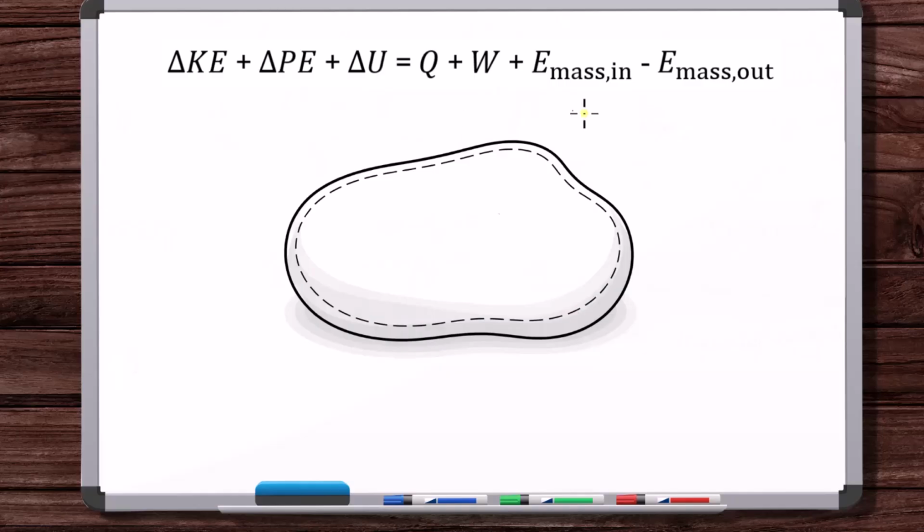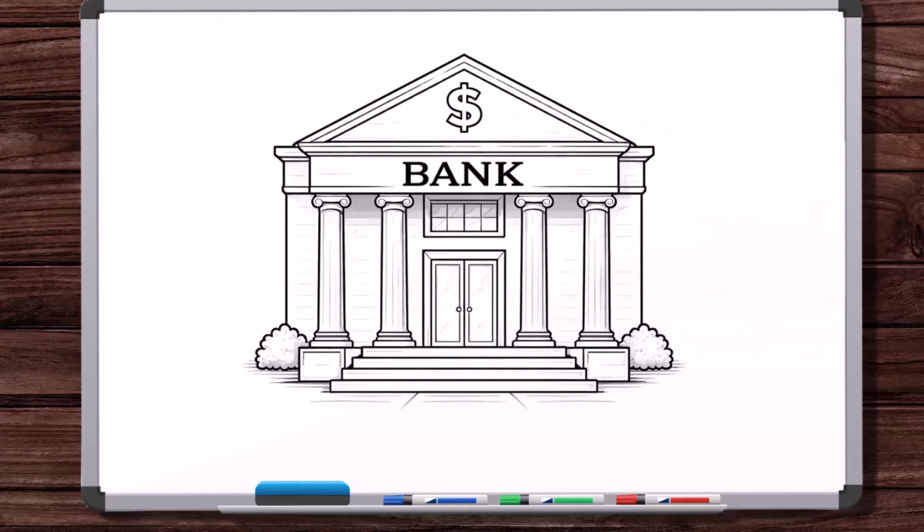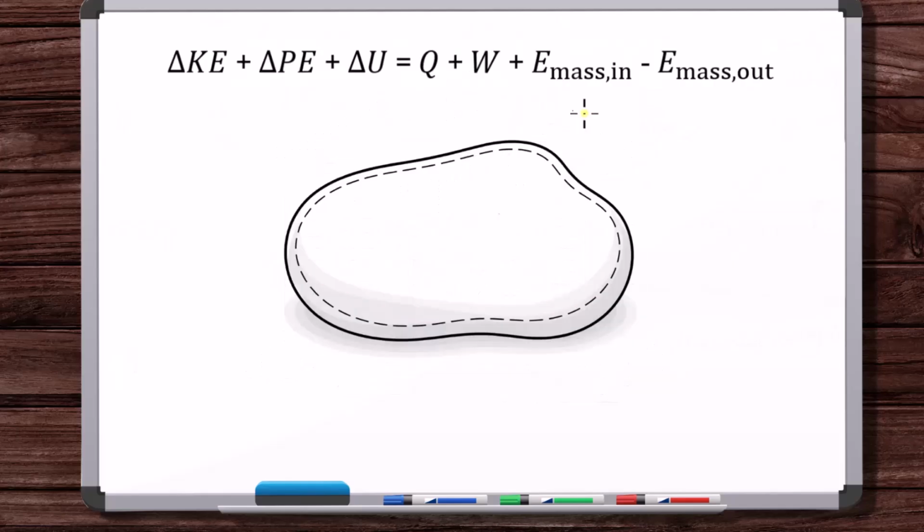Again, this is similar to a bank account, where the change in the account balance equals money deposited minus money withdrawn. Okay, and so the important point is that energy can exist in many different forms. Energy can be transferred into or out of the system in different ways, in different forms.